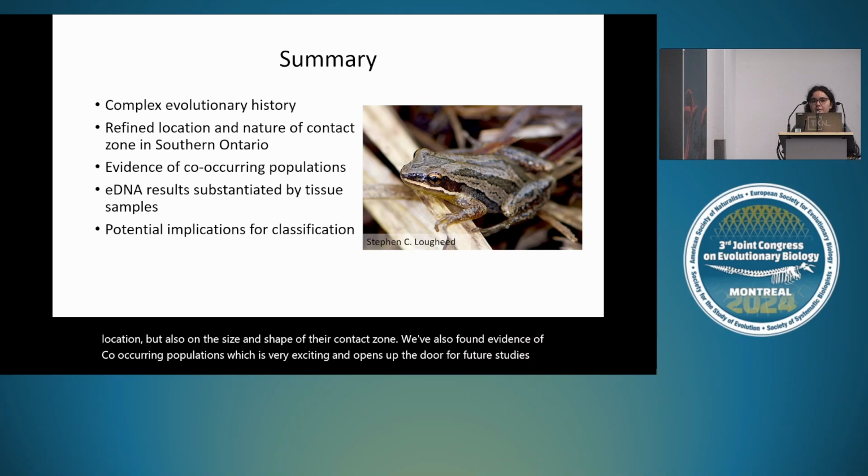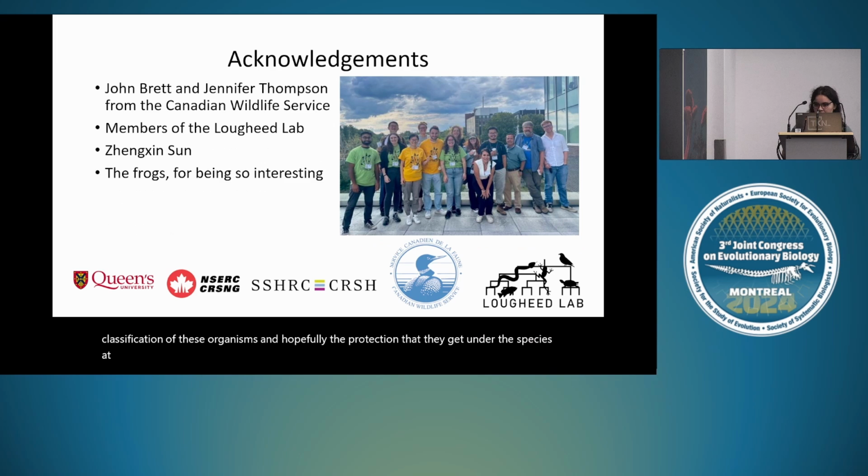We've also developed a method that could potentially be used in future research on these organisms. So using environmental DNA samples with a ddPCR triplex assay, including an internal positive control. All of this work has potential implications for the classification of these organisms and hopefully the protection that they get under the Species at Risk Act.